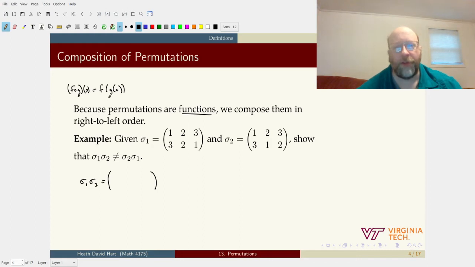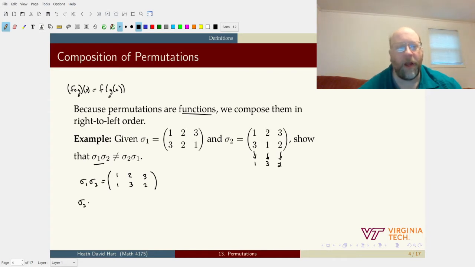So 1 will go to 3, and then 3 goes back to 1. And so 1 goes to 1, then 2 goes to 1, and then 1 goes to 3. And so 2 goes to 3, and then 3 goes to 2, but then 2 stays the same in sigma 1. So 2 goes to itself, and so 3 ends up going to 2. That's what happens if we compose sigma 1, sigma 2.